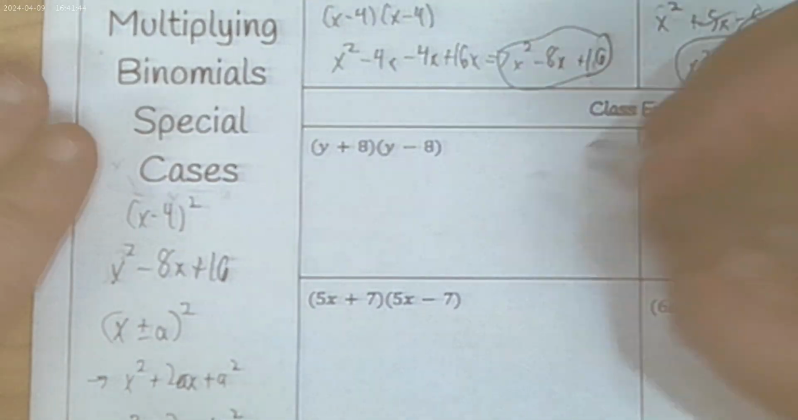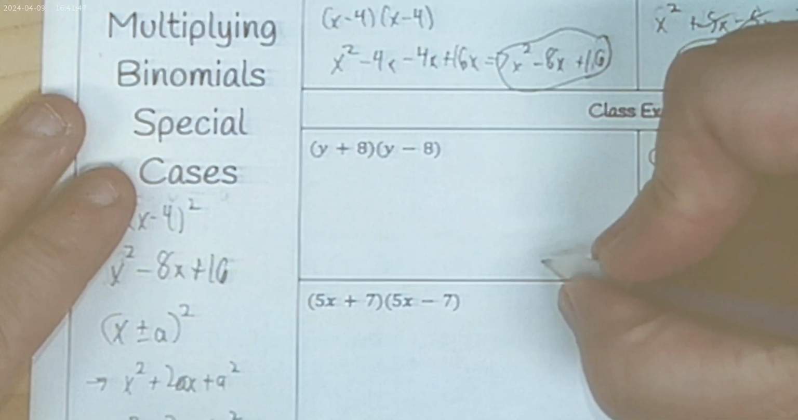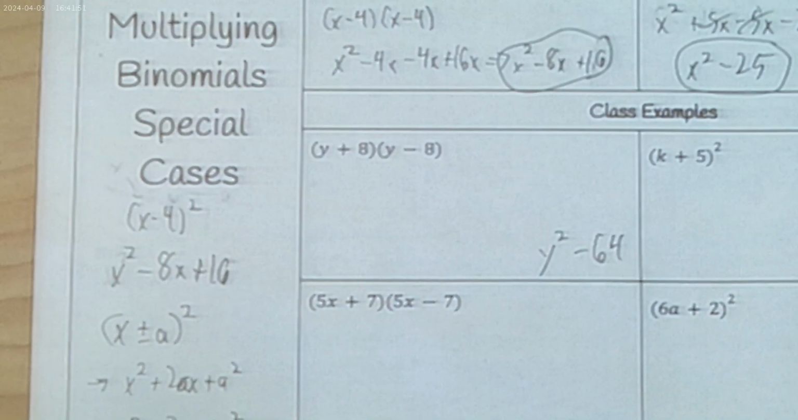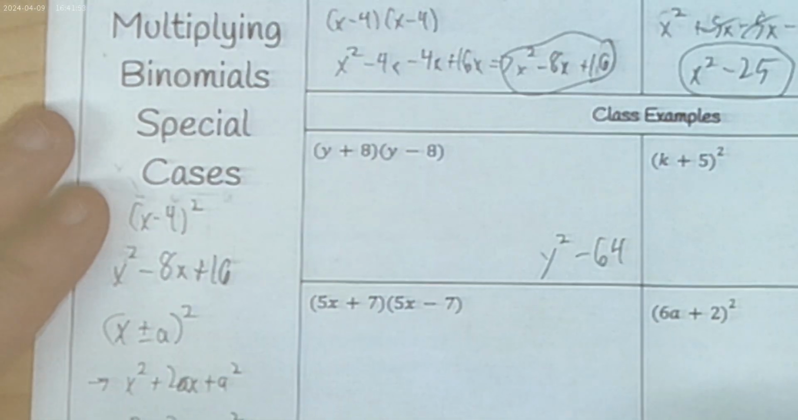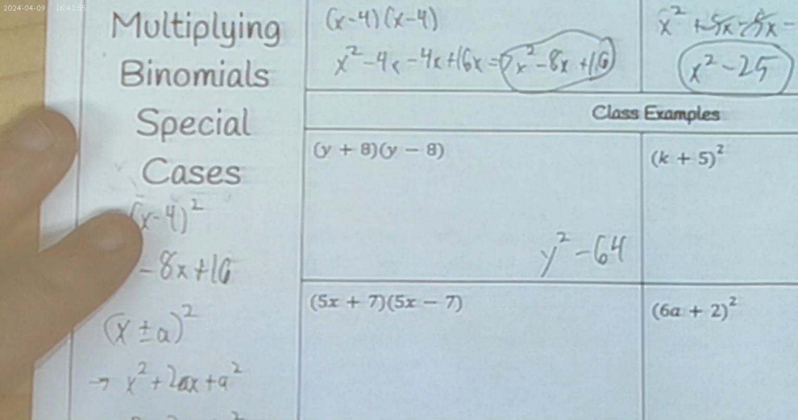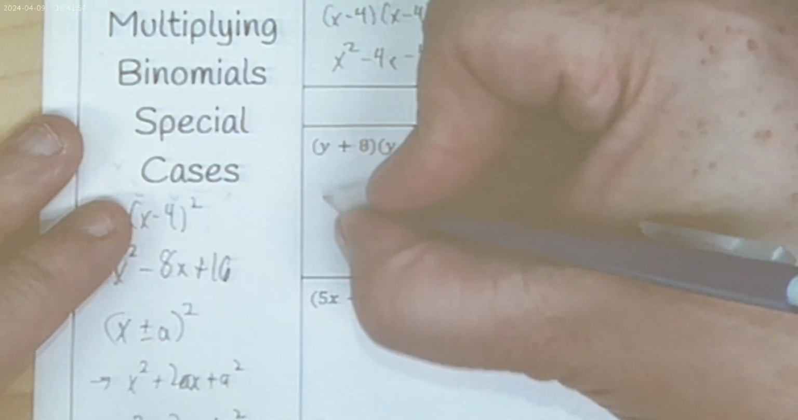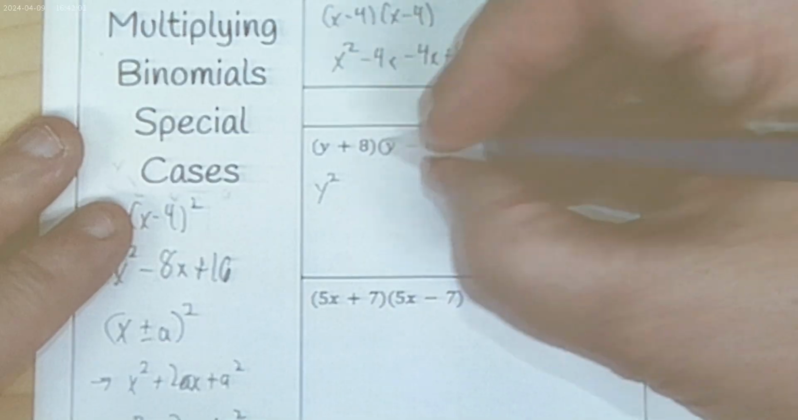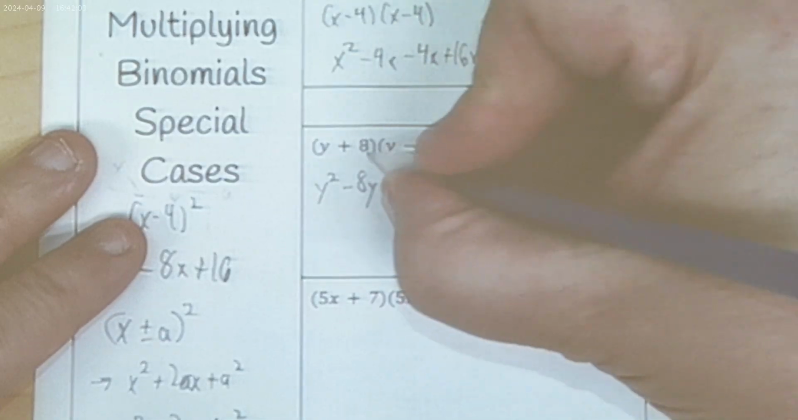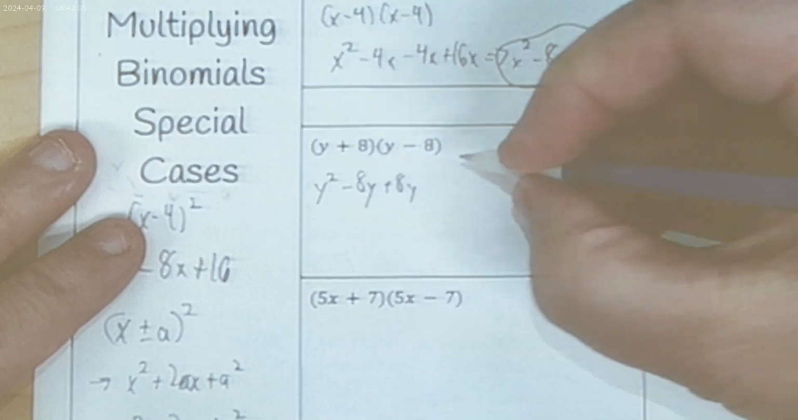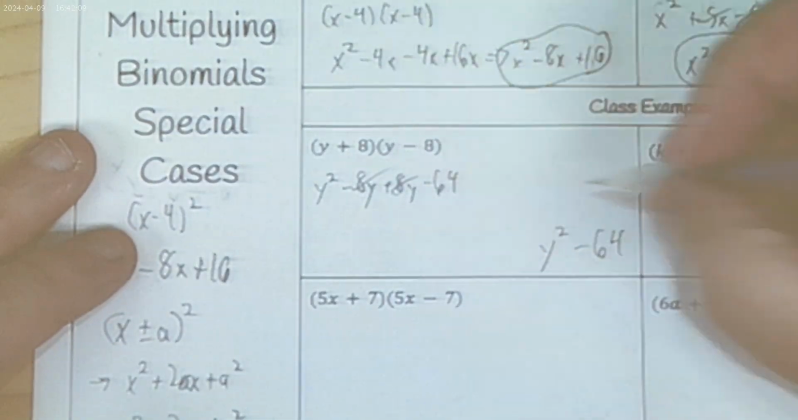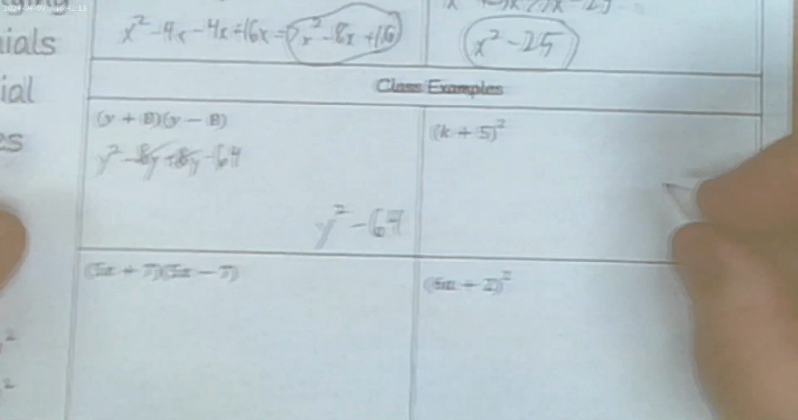Y plus 8, y minus 8, it should give me y squared minus 64. But let's try. I'm going to do FOIL on this side, and I'm going to do box on this side. So FOIL is y squared, the first, and then outside minus 8y, inside plus 8y, then last minus 64. The 8y's cancel, y squared minus 64, okay?